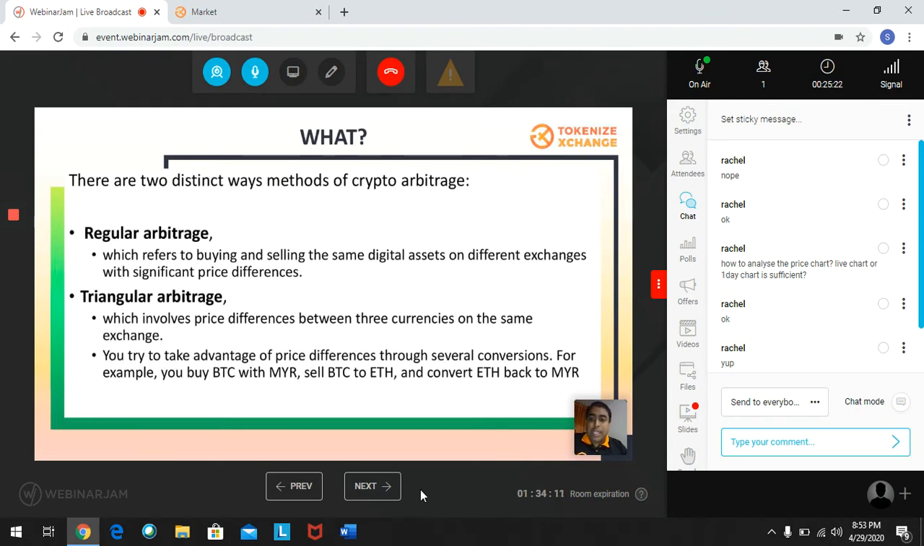In arbitrage, there are basically two types. Today we will talk about regular arbitrage. The other is called triangular arbitrage, which involves price differences between three currencies on the same exchange. For example, you buy Bitcoin in Ringgit Malaysia, but when you sell, you sell Bitcoin to Ethereum, and once it's sold, you convert the Ethereum back to Ringgit Malaysia. People do this to take advantage of the conversion rate or price inefficiency. But triangular arbitrage is a bit complicated, so I will not be touching that at the moment. I'll just focus on regular arbitrage, which is buying and selling the same digital assets on different exchanges with significant price differences.